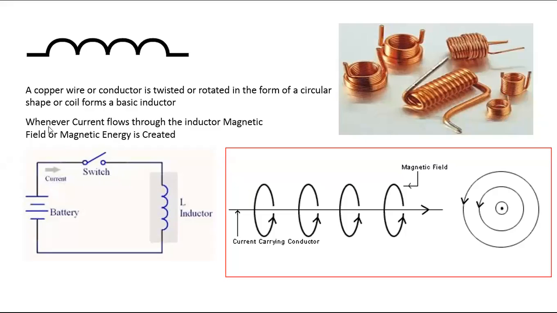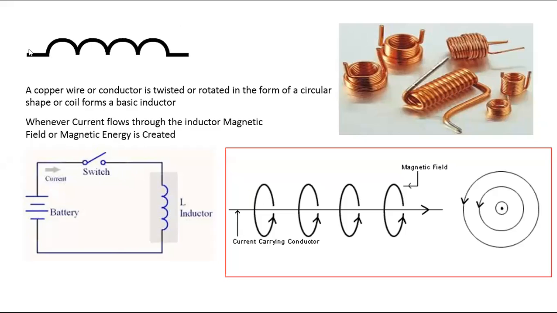Okay. Now when current flows through the inductor, how does the current flow into the inductor? Now look at the circuit. Now this is the symbol of the inductor. All of you are able to see the inductor symbol which is in black in color. We cannot draw these diagrams every time. We should draw this diagram. This is the symbol of the inductor. A copper wire twisted or rotated in the form of a circular shape is called inductor.